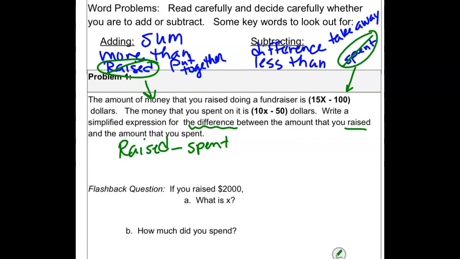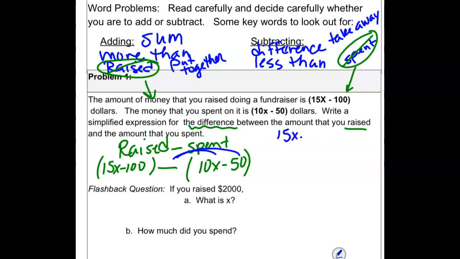So in this context, raised is how much money we took in, spent is how much we used up on promoting the fundraiser. All right, so our expression was 15x minus 100 for how much we raised. Then it says we're subtracting how much we spent, 10x minus 50. All right, let's go through and rewrite it, distributing that negative sign. So we have 15x minus 100. We're subtracting 10x. And we are subtracting a negative 50, which means we are adding 50. All right, so what's my new expression going to be?